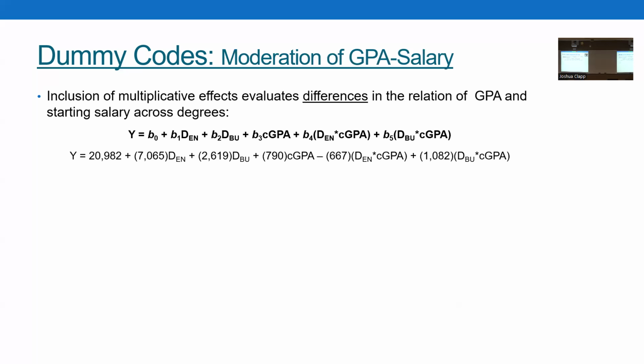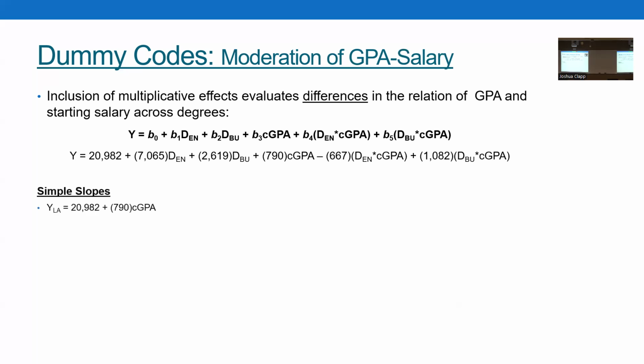And so what we're doing here is we're recreating this model where we've got our intercept, our dummy for engineering, our dummy for business, my centered GPA variable, but now I have an interaction of engineering by GPA and business by GPA. Okay, this is what's going to allow us to test whether we have evidence for differences in the association of GPA with starting salary across these different majors.